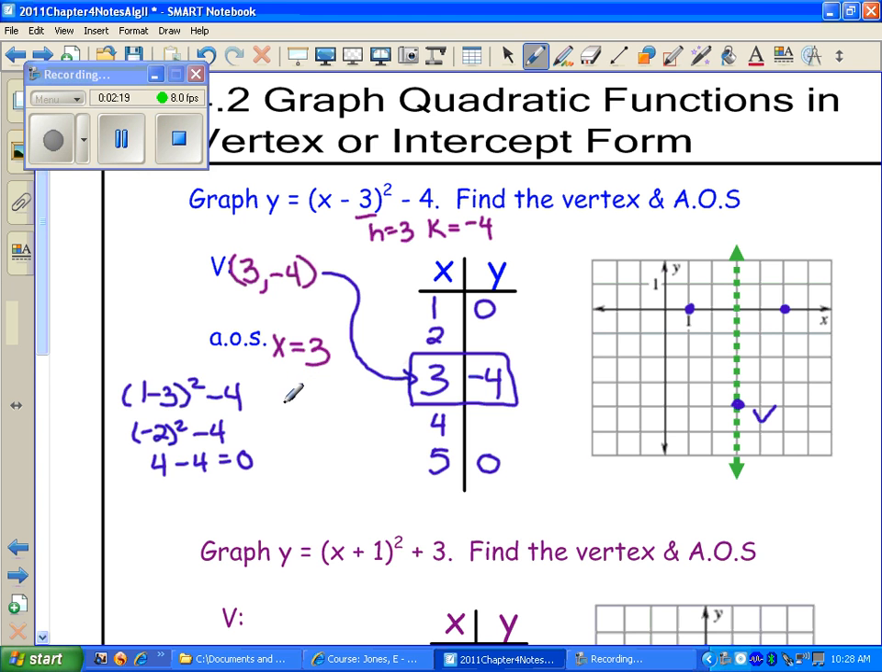Now I'm going to plug in the 2, just because that's easier than 4, I think. I'm going to plug in the 2 over here. So 2 minus 3 in parentheses squared minus 4. 2 minus 3 is negative 1. Negative 1 squared is positive 1, minus 4 is negative 3. So at 2, I'm at negative 3, so over 2 and down 1, 2, 3. And you can mirror that across your axis of symmetry to get your other point, which is also at negative 3. And then draw in your U-shaped graph for your parabola. And that's all that I needed to do for that problem.